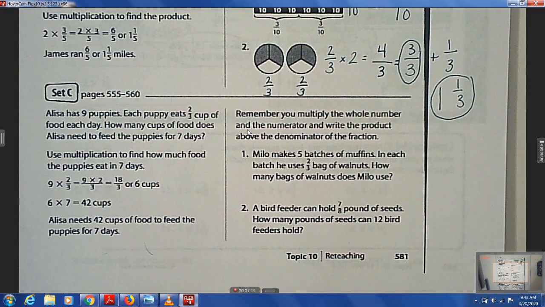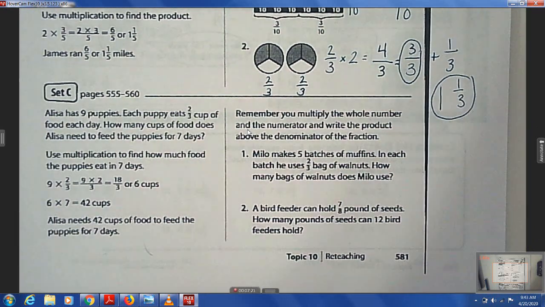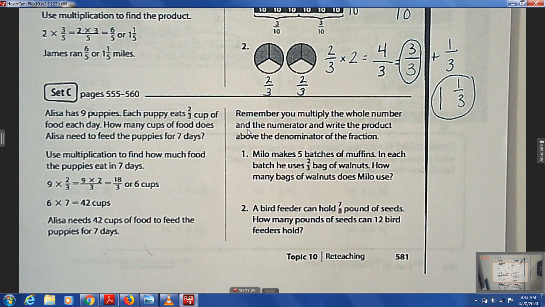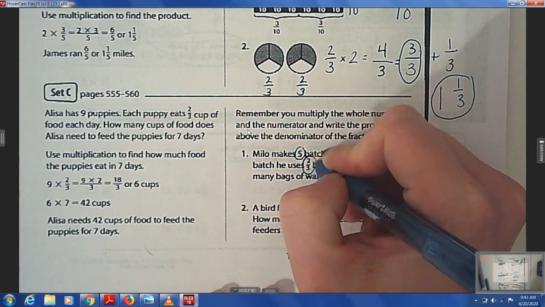Number 1, Milo makes 5 batches of muffins. In each batch, he uses 2/3 bag of walnuts. How many bags of walnuts does Milo use? Look for the fraction and how many times it's repeated. So in each batch, he's using 2/3 bag and he makes 5 batches. So that would be 5 times 2/3.